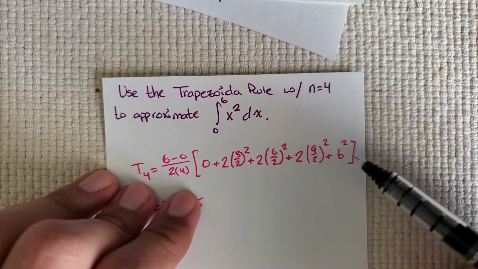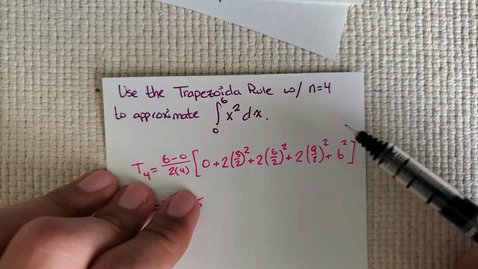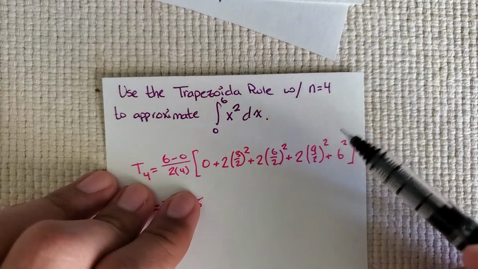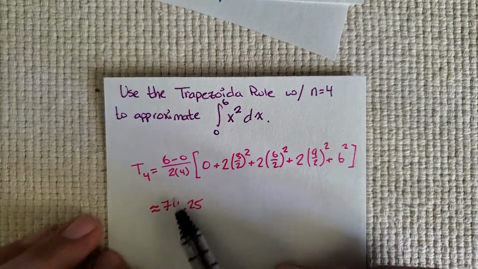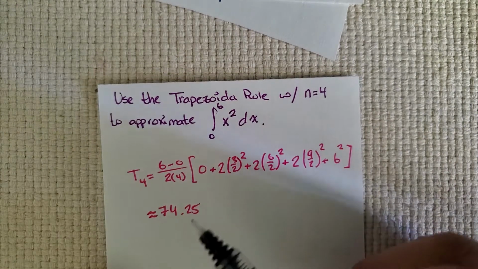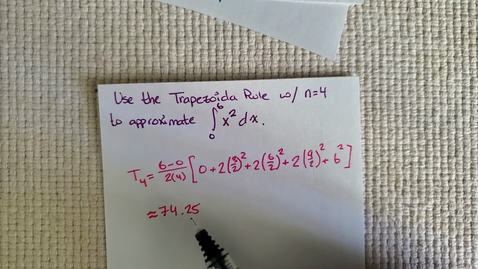so forth, until you get that last value, 6. And you just simply square it and you don't multiply it by 2. And this is the result we get. This is the approximation that we make. Now, this is pretty okay.